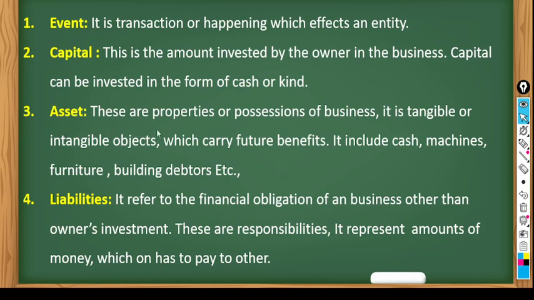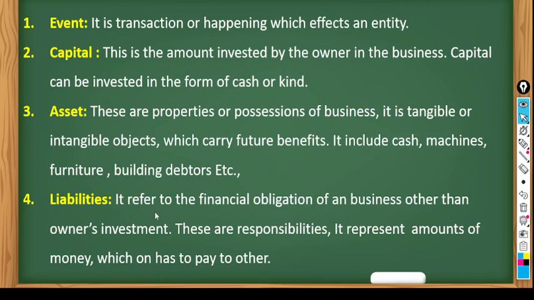Asset refers to the property or possession of the business. It is a tangible or intangible object which carries future benefit. It includes cash, machinery and other benefits. So an asset is a property or possession over which the business has all the rights. Normally we call cash and machinery assets.